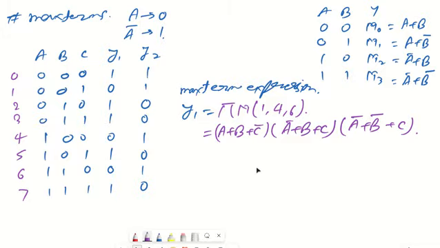Okay. Similar to that, can you quickly do Y2? My Y2 will be the product of wherever my zeros are, that you can list out.